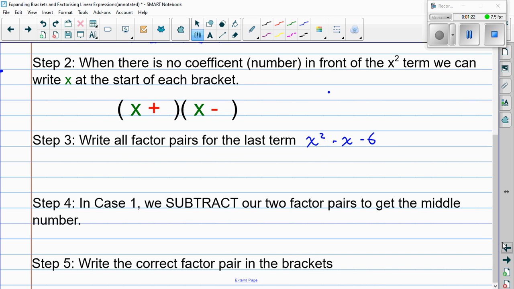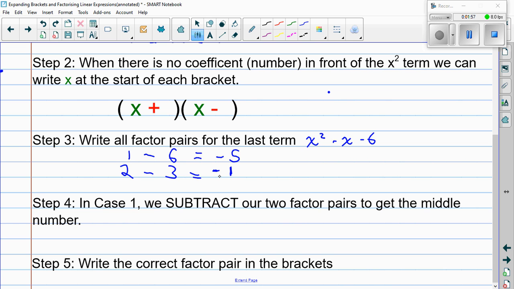Now we want to write all the factor pairs for the last term again. So this is for that 6. We've done this before with the number 6. We have 1 and 6 and 2 and 3. But this time we want to subtract them to get the middle. Last time we added, this time we're subtracting. So 1 minus 6 is -5, and 2 minus 3 is, well, what's that? That's -1. Well, hey, that's exactly what we're looking for, is -1.